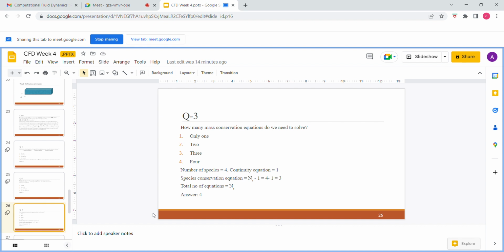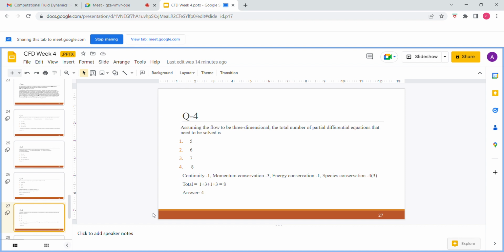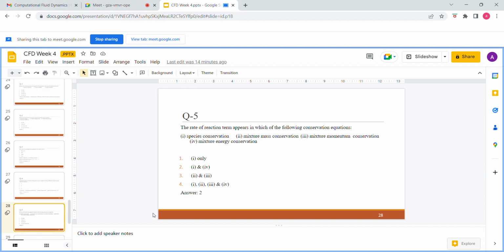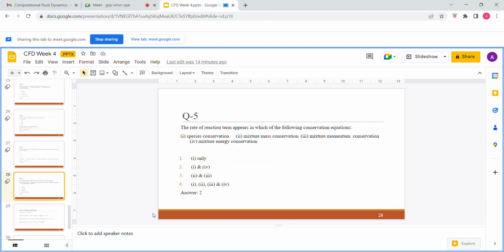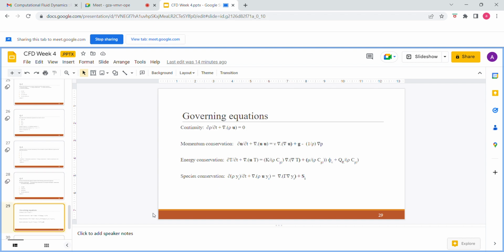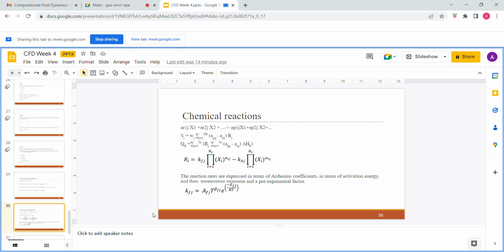And how many mass conservation equations would there be? That would be ns, the number of species, and the number of partial differential equations that need to be solved considering all the continuity, momentum conservation, energy transfer equations, and the species conservation equations. And this is an extension asking where the rate of reaction term appears, and we identify it to be the species conservation and the energy conservation equations.